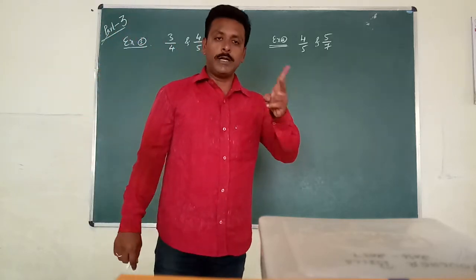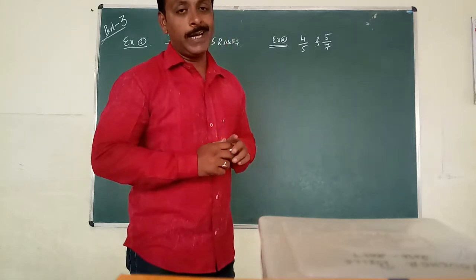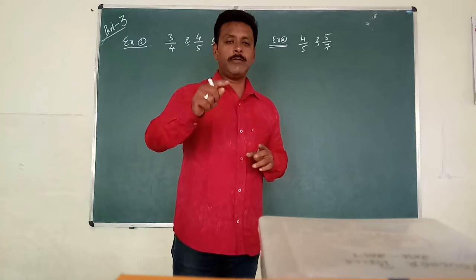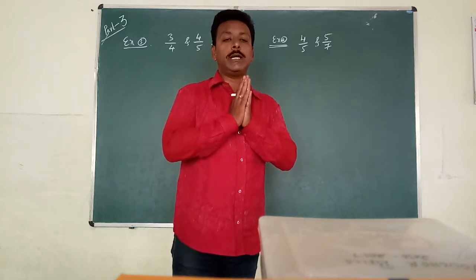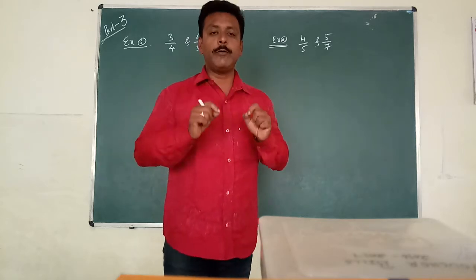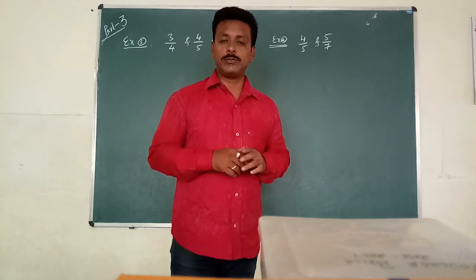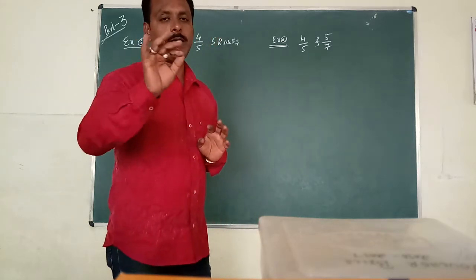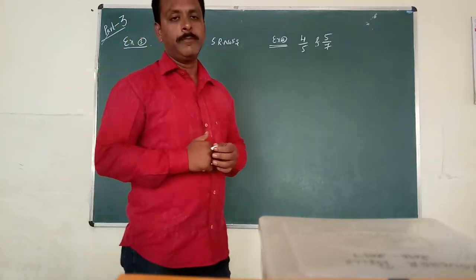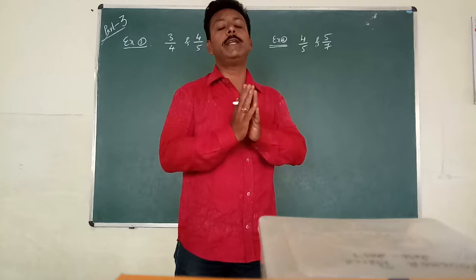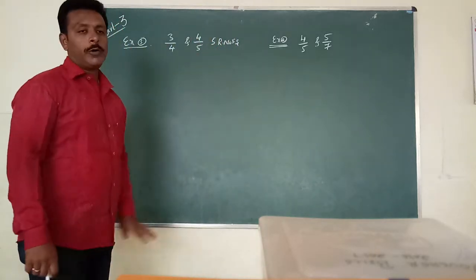In those examples, one thing I clearly mentioned: whenever you are finding the rational numbers between any two given rational numbers, first we have to make their denominators equal. If their denominators are equal, then we can go on to find the rational numbers between the given two rational numbers. Look at this, I wrote two more examples.